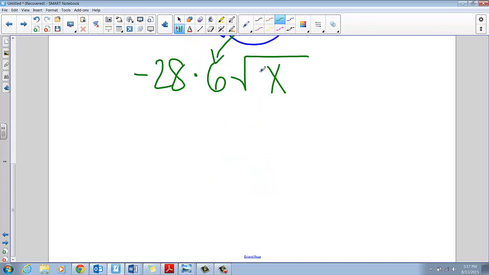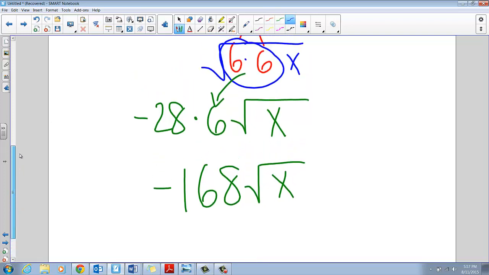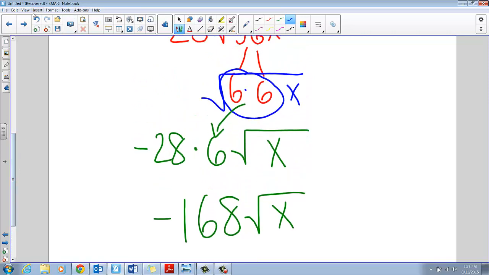So we can just do what the math tells us. There's nothing here to create or anything like that. It tells us to multiply, so we're not going to make it harder than it is. We're going to do negative 28 times 6, and we get negative 168 times the square root of x. You can ask yourself, do I know the square root of x? And you say no, and we know that we are finished completely.